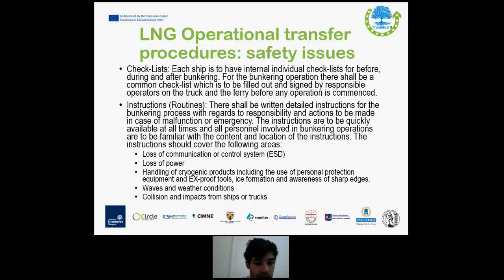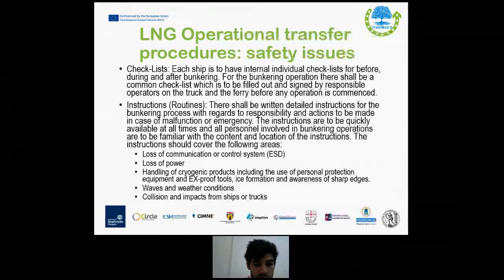Then we move forward to the checklist. Each ship is to have internal individual checklists for before, during, and after bunkering. For the bunkering operation, there shall be a common checklist which is to be filled out and signed by responsible operators on the truck and ferry before operation is commenced.